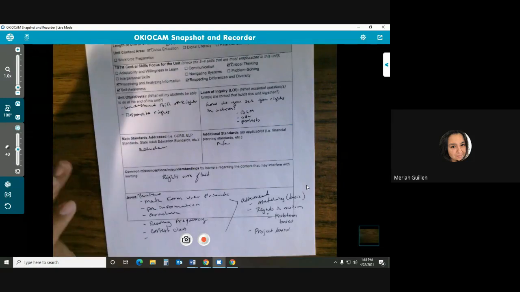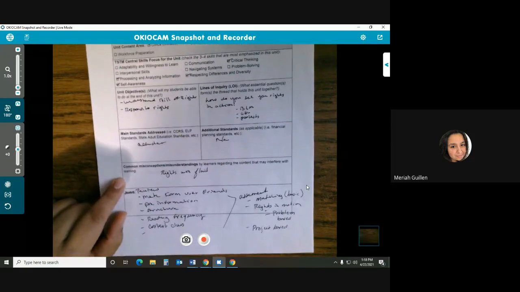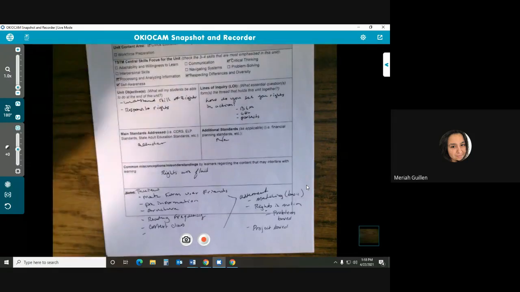And so I had to put that in there afterwards: they kind of thought rights were fluid. They didn't really qualify for everyone. Not everyone had the same rights. And so I kind of had to address that and talk about what their misconceptions were, which I had to really backtrack on to help them learn.